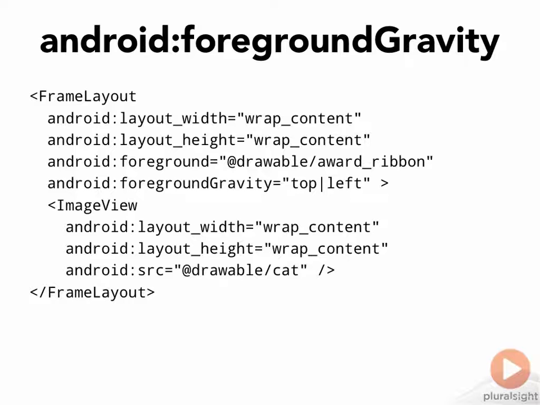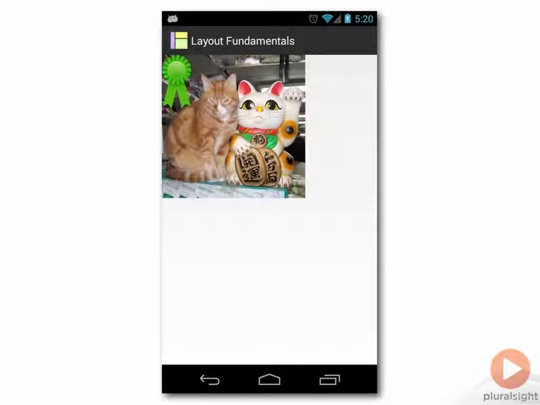Android provides a parameter called foreground gravity that allows you to override that fill behavior. In our case, we want to put the ribbon on the top left of the frame layout, and we can just specify it directly like this. Then it has the exact same effect as what it had before when it had two image views inside the frame layout. In general, the more views you have, the higher toll you put on the Android system. So it's nice to know that we can save one view by using the foreground parameter.